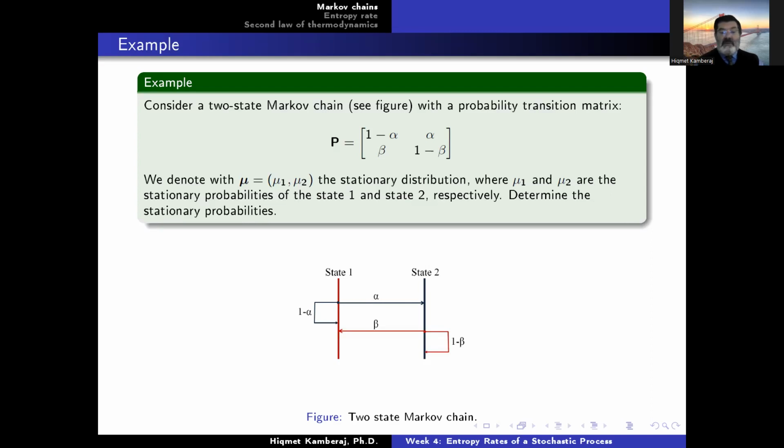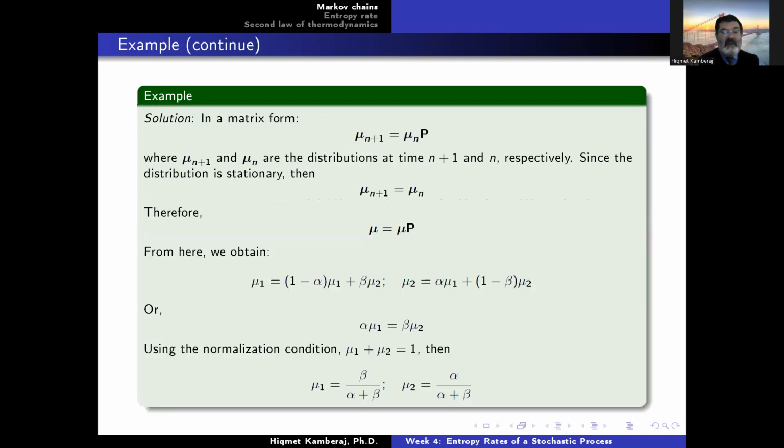We denote with mu, which is the sequence mu1 and mu2, the stationary probability distribution, where mu1 and mu2 are the stationary probabilities of state 1 and state 2, respectively. We have to determine the stationary probabilities. For this, we consider the equation that we wrote before in matrix form: mu of n plus 1 is equal to mu of n times P. P is the transition probability, and the mu's are the probability distributions.